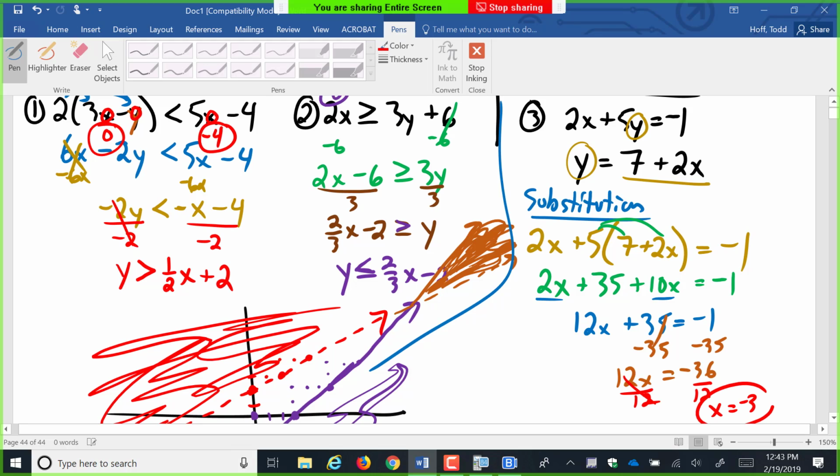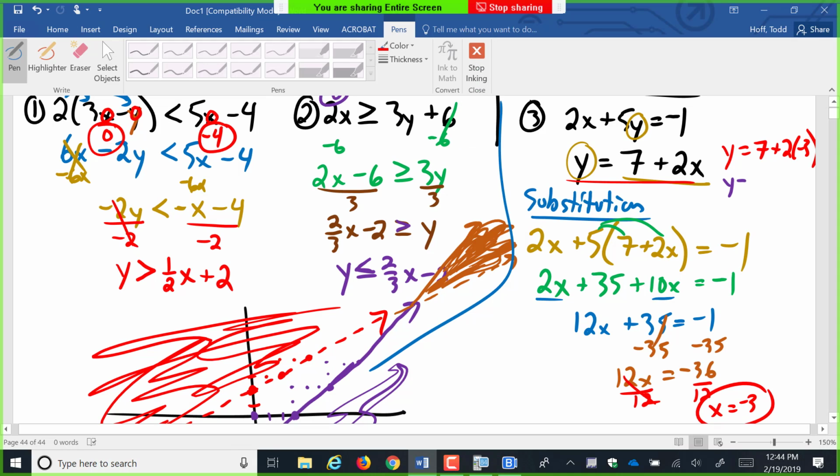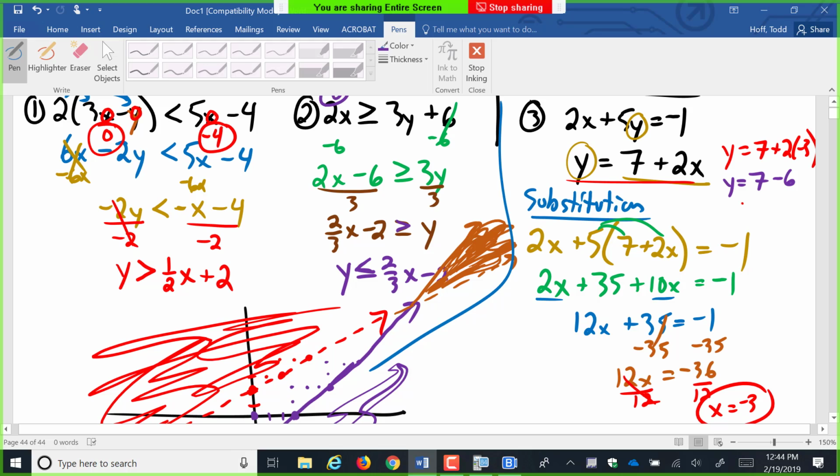x is negative 3. Now we still need to go back and find y. We can find that in this second equation. y equals 7 plus 2 times x. So 7 plus 2 times negative 3. So 2 times negative 3 is a negative 6. 7 and negative 6, or 7 minus 6, is 1. So y equals 1. So we get the solution there of negative 3, 1.